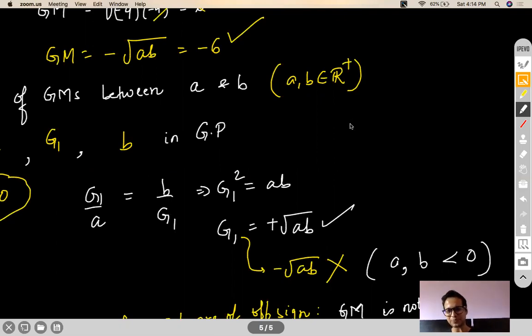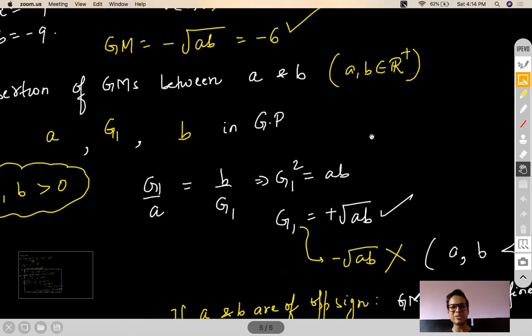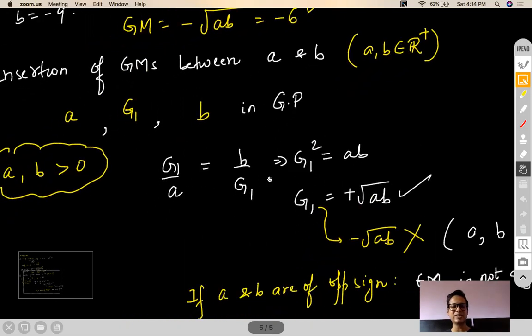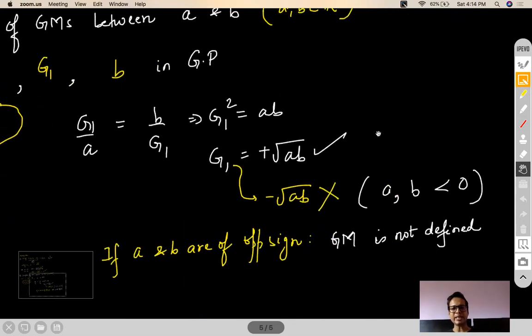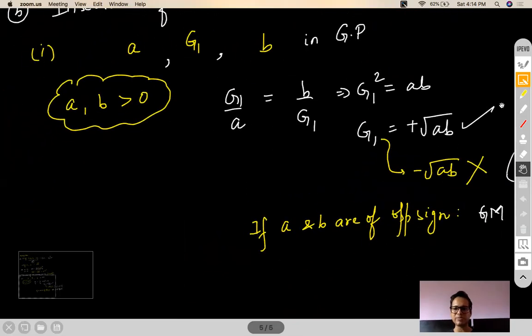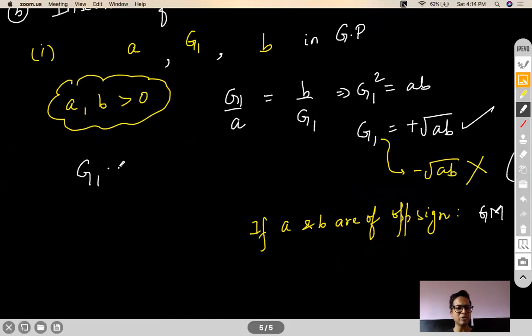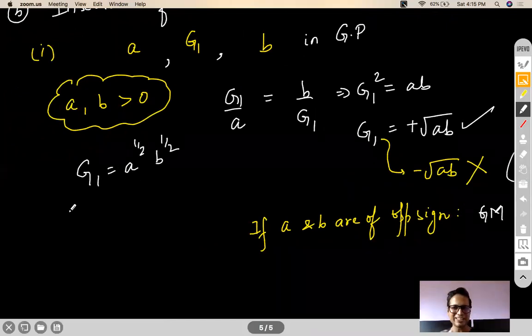Getting my point here? I understand many of you would be reasoning it out from your GP point of view, but as I told you, it is in GP, but do not directly use that concept only. Now here this quantity G1, we have already figured out. I will prefer to write it as a to the power half, b to the power half, so that we can see a pattern a little later on. Let's take the next instance.